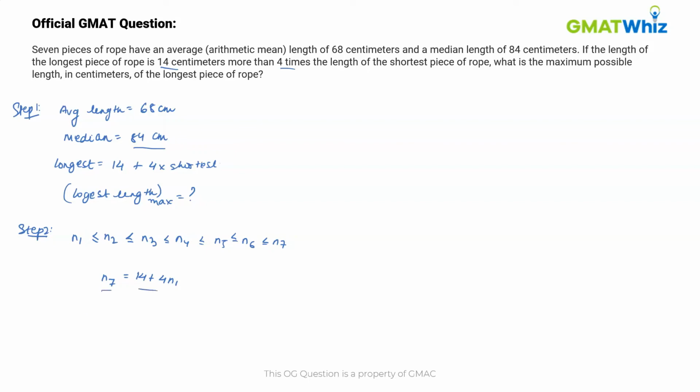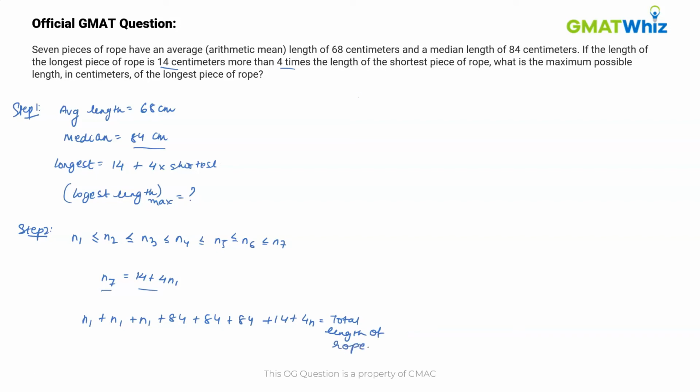So let's assume the first 3 data points as n1, n1, n1. Then, since there are 7 pieces of the rope, the 4th term will be the middle term. Then we can take the other 4 terms as 84, 84, 84, and the last term is equal to 14 plus 4n1. This should be equal to the total length of the rope.